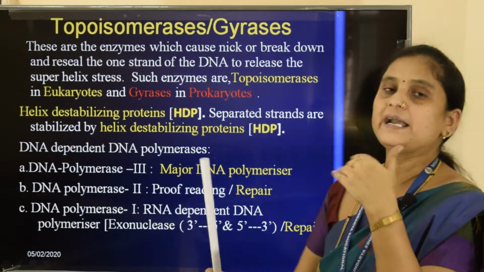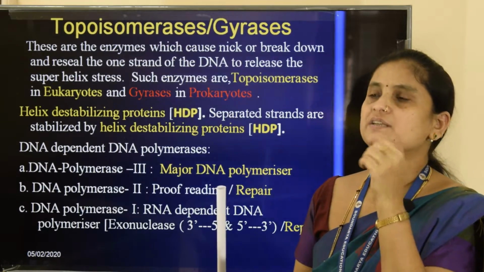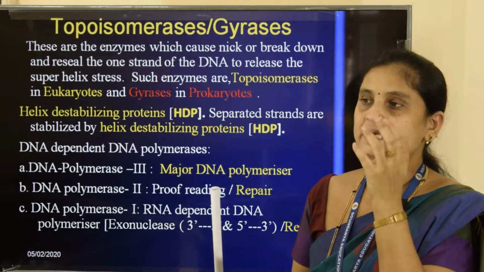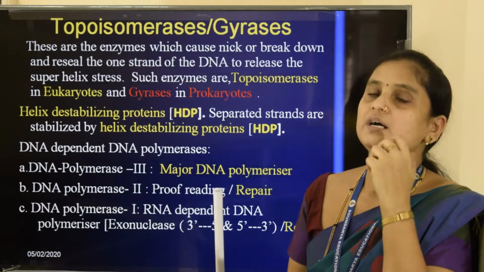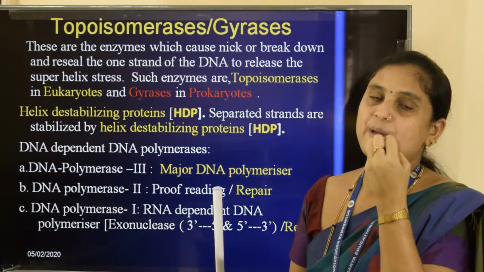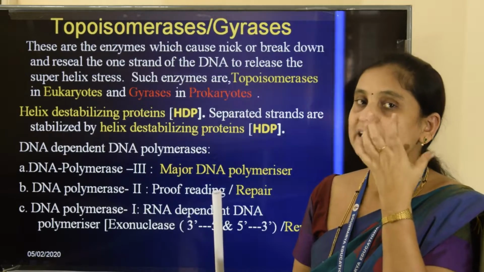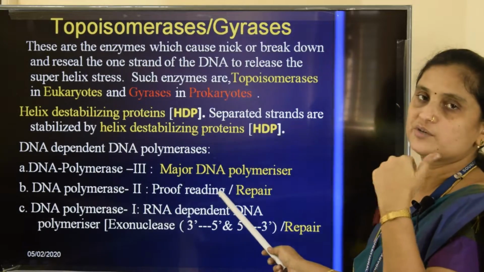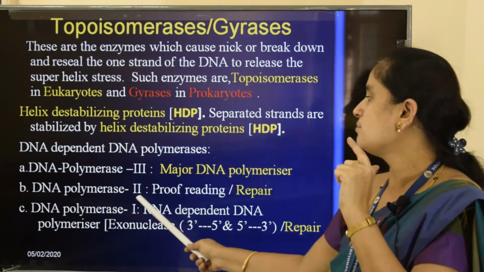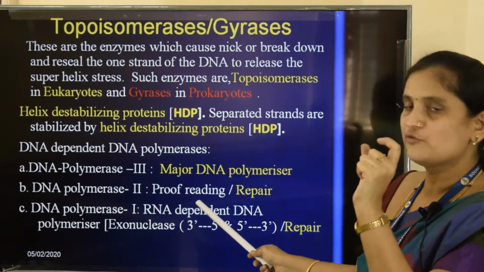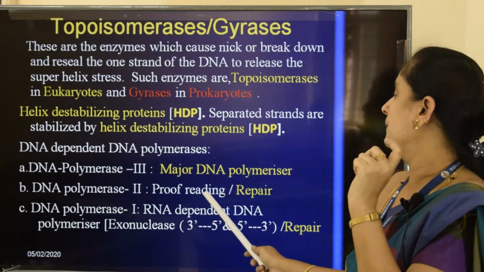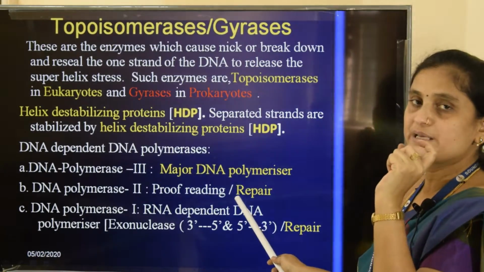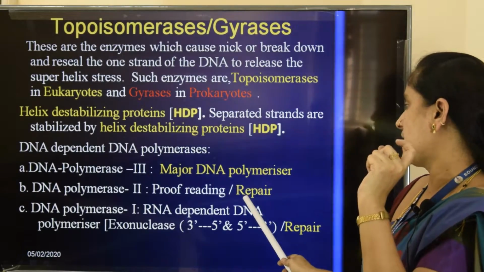After the end of every round of replication, there may be a chance for misplacement of deoxyribonucleotides. Those mispairing base pairs are identified and replaced with the correct matching nucleotide base pair. That is done by DNA polymerase 2, which is going to proofread or cross-check for the mismatched base pairs. Wrong base pairs are identified, repaired and replaced, hence it is known as a repair enzyme.